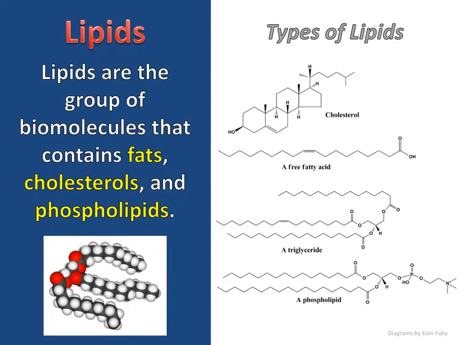So our last category of biomolecules that we're talking about today will be the lipids. Lipids are the only type of biomolecules that doesn't follow the polymer-monomer structure. This group, the lipids, are a group of biomolecules that contain fats, cholesterol, and phospholipids. And it also contains waxes.